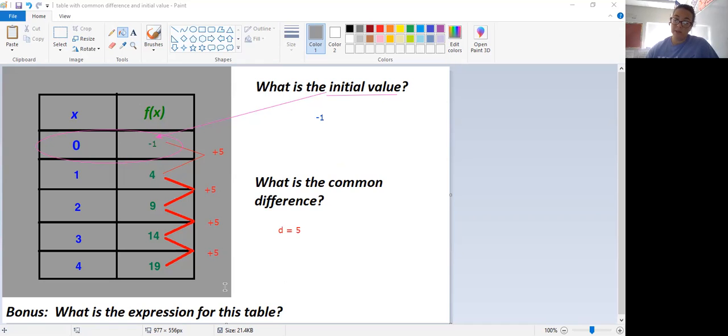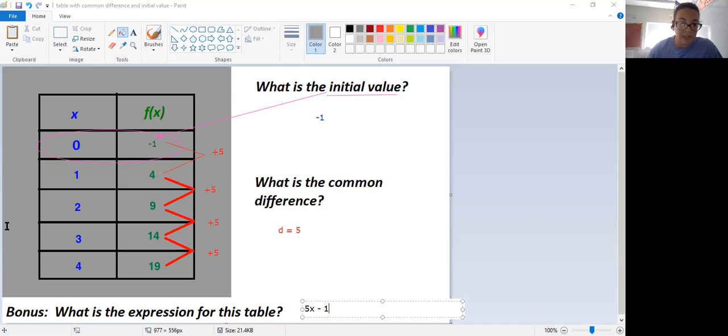And then bonus, what is the expression for this table? In that same notebook page, we saw how the initial value and the common difference help us build the expression. So this common difference becomes the number in front of our variable. Our input variable here is x. So to create my expression, it's going to become a coefficient, a 5 in front of my x. And then my initial value is what happens at the end, which is negative 1. So I'm going to subtract 1. So our expression for this table is 5x minus 1. I take each input, I multiply it by 5, then I subtract 1.